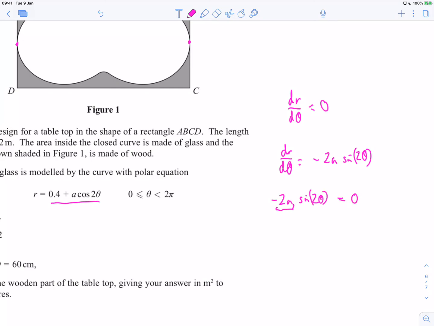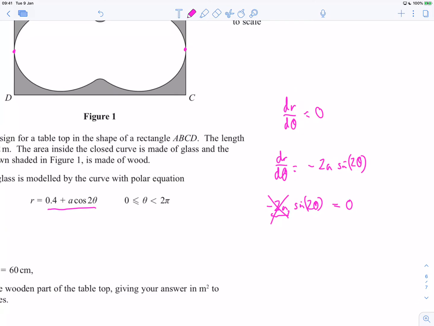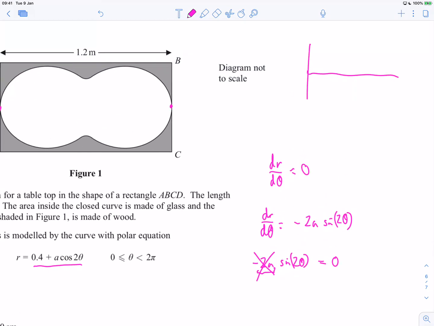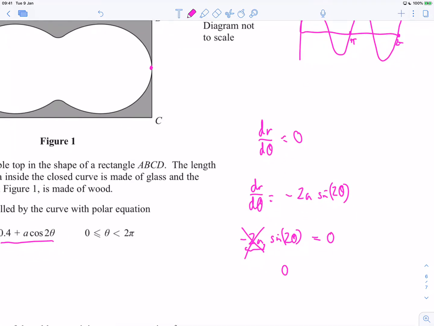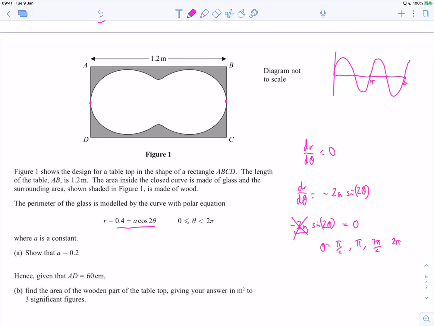Now if I want this to equal 0, minus 2a sine of 2 theta equals 0. Since minus 2 and a are constants, I'm going to ignore them. So when does sine of 2 theta equal 0? Well, sine of theta oscillates like this, it's the sine graph, but twice because of the contraction. So that's going to be pi, and that's going to be 2 pi. So actually, theta is going to be pi over 2, pi, 3 pi over 2, and 2 pi for when it's a minimum or maximum. And those are the only ones between 0 and 2 pi we're allowed anyway, in that region.